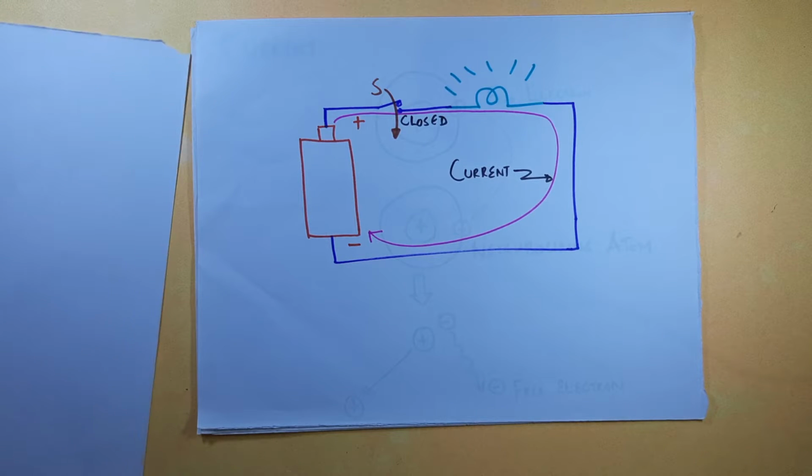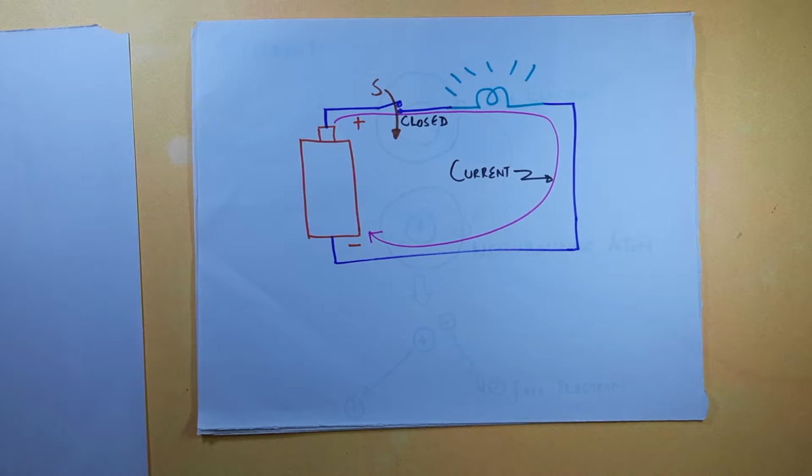Here you can see we have a battery, we have a lamp and a switch. So when you close the switch, or when the switch S is closed, it will form a closed circuit. So current will start from the positive terminal of the battery. It flows through the various elements in the circuit and the bulb glows. And we say a current flows through the circuit.